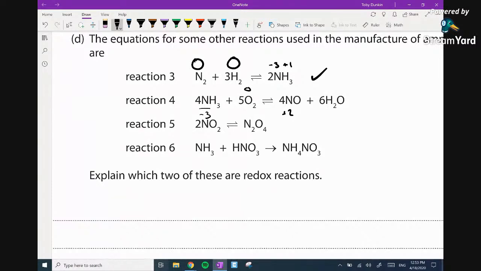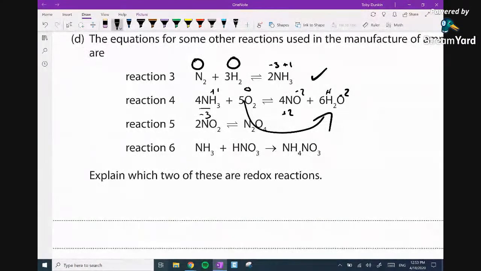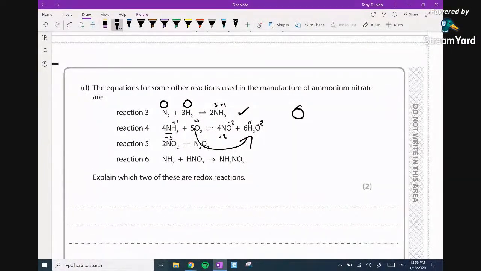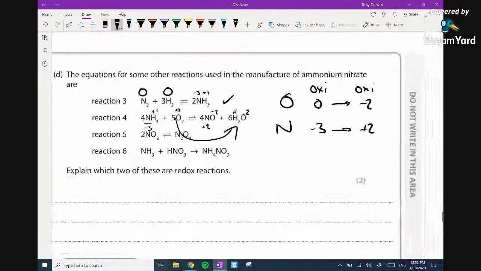Oh, which of these two is? That's +1, that's +1 for hydrogen. The oxygen is 0, but then is -2 and -2. So the oxygen is being reduced. Oxygen is going from oxidation state 0 to oxidation state -2. And then the nitrogen is going from oxidation state -3 to oxidation state +2. That's really hard, this, folks. That's a level 9. Most students wouldn't get it.